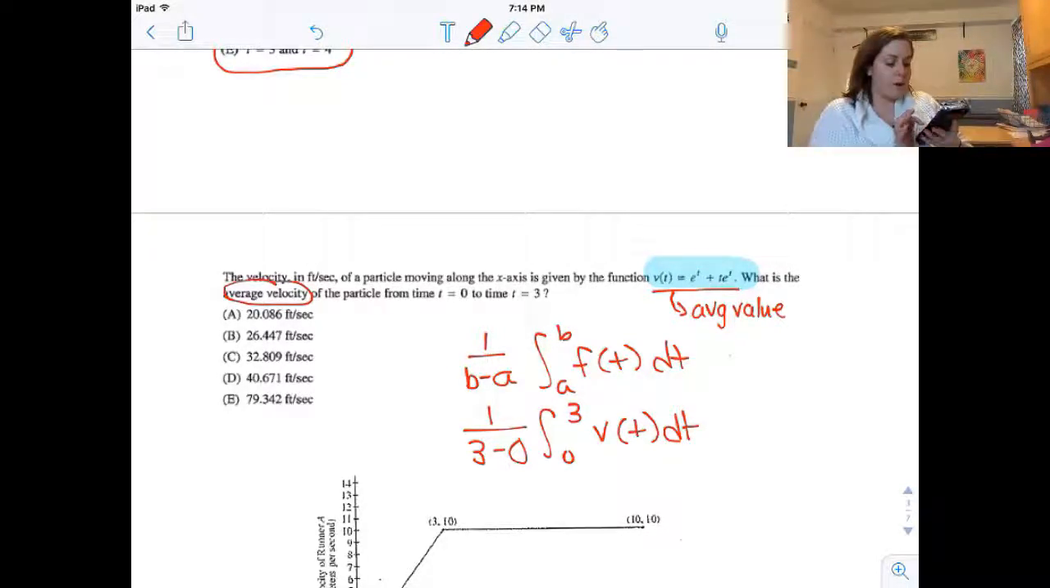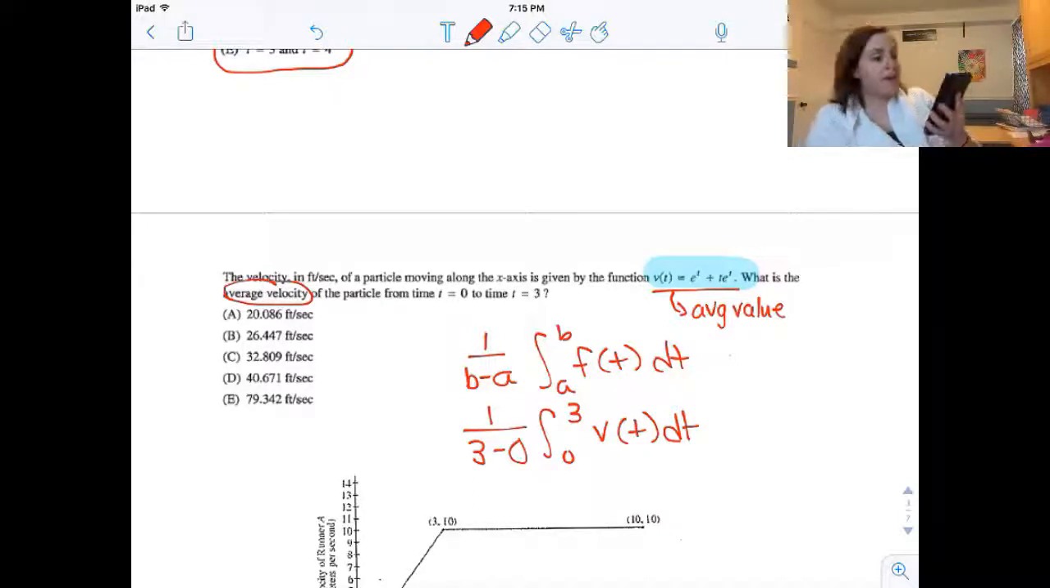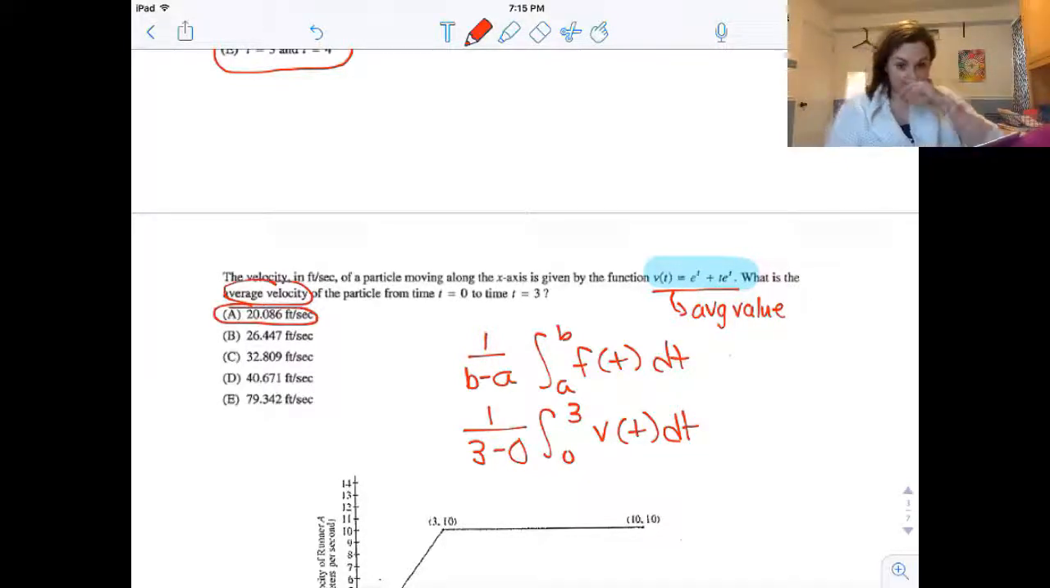And then you can put your integral right after that, so math 9, the integral from 0 to 3 of v of t, so e to the x, on my calculator I have to put an x, plus x, e to the x, dx. And make sure when you do x, of course, you're using the x button. That's what I'm putting in. I hit enter, and I get 20.0855. So that is A.